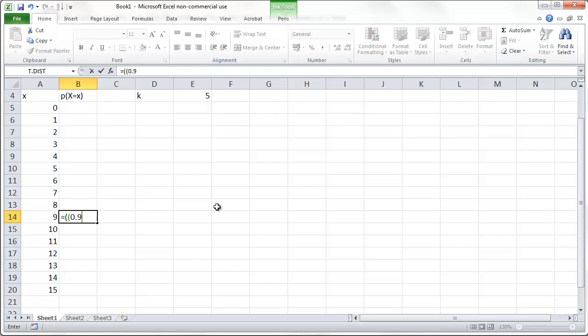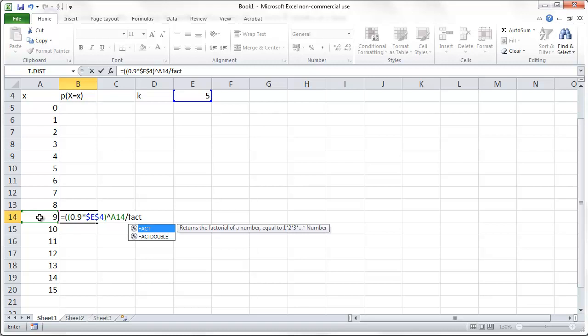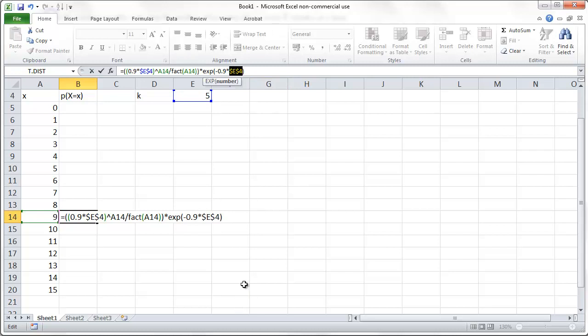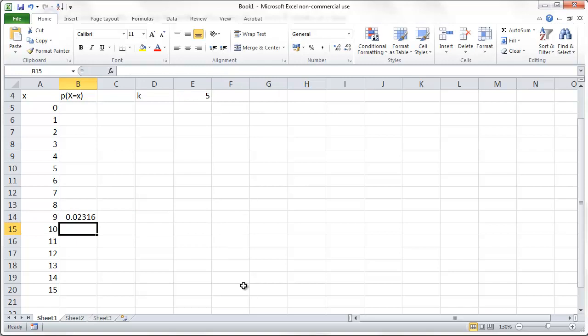And that worked as follows. We have 0.9 times k, so I refer to this. I'll fix it because we'll copy that cell later, and that was taken to the power of 9. Then this was divided by the factorial, and in Excel you use the command fact, of 9 again. So that completes that first term, and now we need to multiply with the exponential of negative 0.9 times that parameter k again. So that was our formula. Now that k should be fixed again. We'll put dollar signs in front, and we enter, and we get of course approximately the same results.